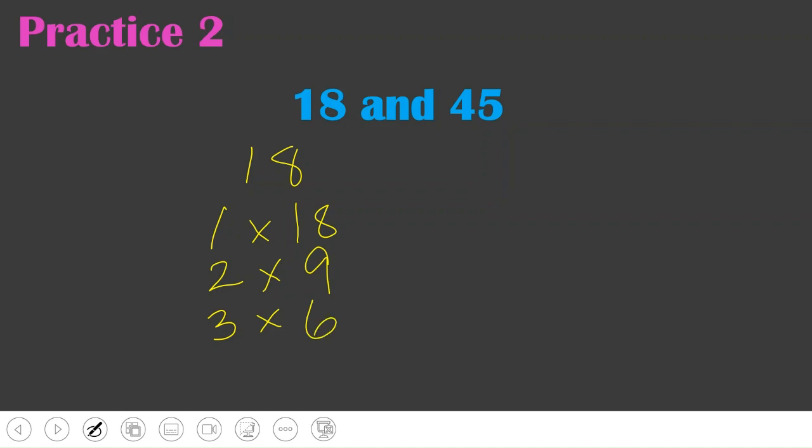4 does not go evenly into 18, nor does 5. And then the next number would be 6, which we already have included here. So these are all of the factors of 18. And now we're going to do the same thing for 45. So 1 times 45 is a factor. 45 is odd, so we know that 2 does not go into 45.